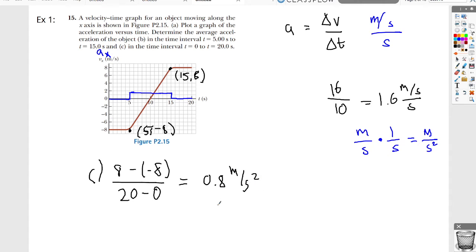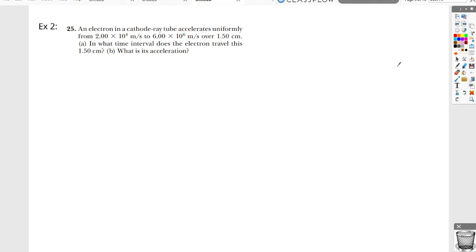So it's changing on average, definitely not at any particular moment. It's not changing at 0.8 meters per second for most of the trip, but on average it's changing at 0.8 meters per second every second. Okay, let's go to the next one.